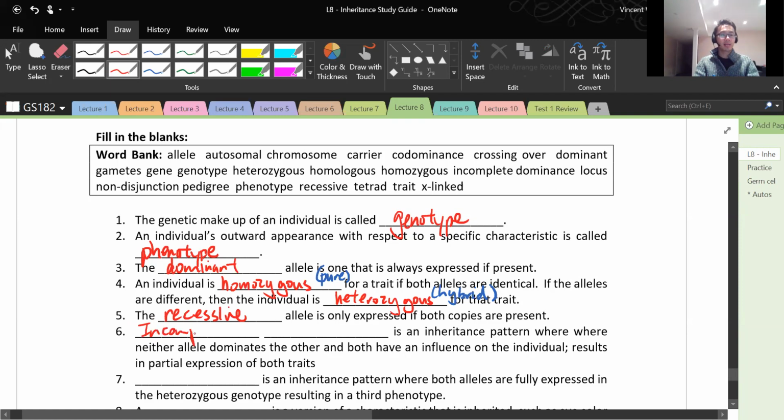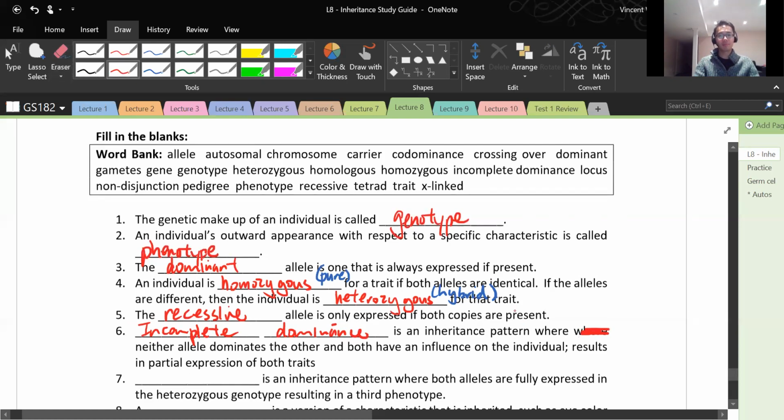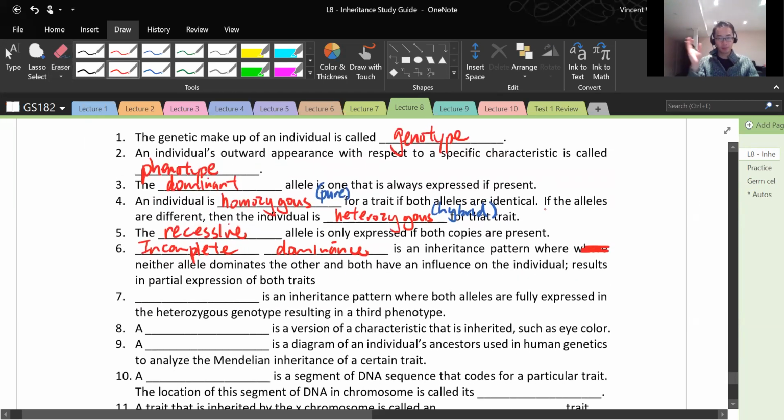We talk about incomplete dominance. It's a type of inheritance pattern where neither allele dominates the other and both have an influence on the individual, which results in a partial expression of both. It's like the bird, the black and the white feather somehow ends up being blue.